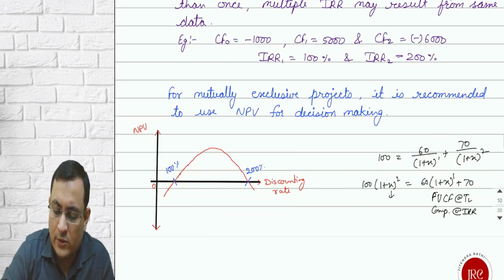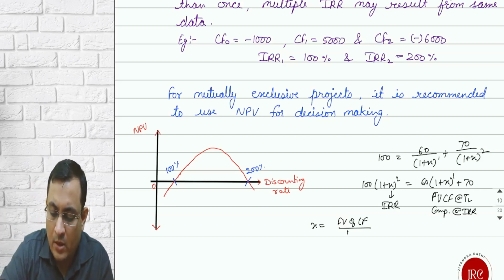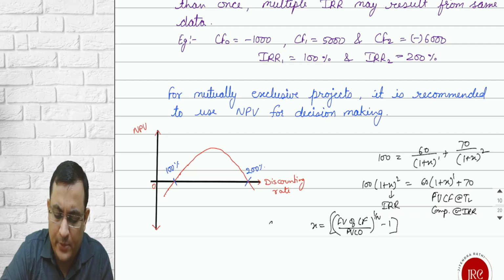And this x is also representing IRR. So if I calculate x, it is equal to the future value of cash flows compounded at IRR. It means intermediate cash flows are reinvested at the IRR rate, upon your PV of cash flow 0, at T0, upon power 1 upon n minus 1. And this represents your CAGR formula.